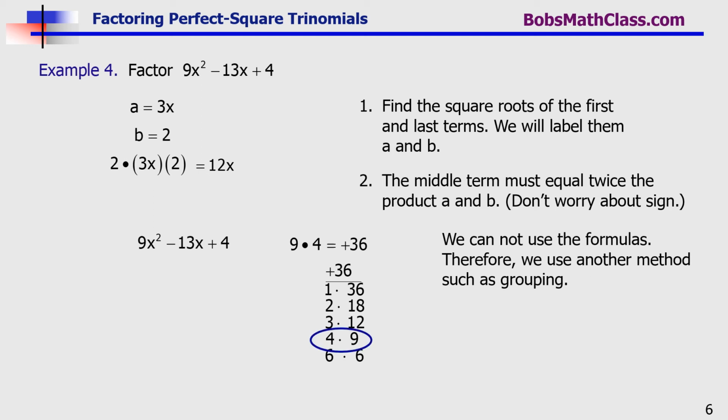Now the signs. What signs do the 4 and 9 have to be so that it adds to be negative 13? Yes, both negative. Now we could split the middle term into two terms using those numbers as the coefficients of the variable. 9x squared minus 4x minus 9x plus 4.